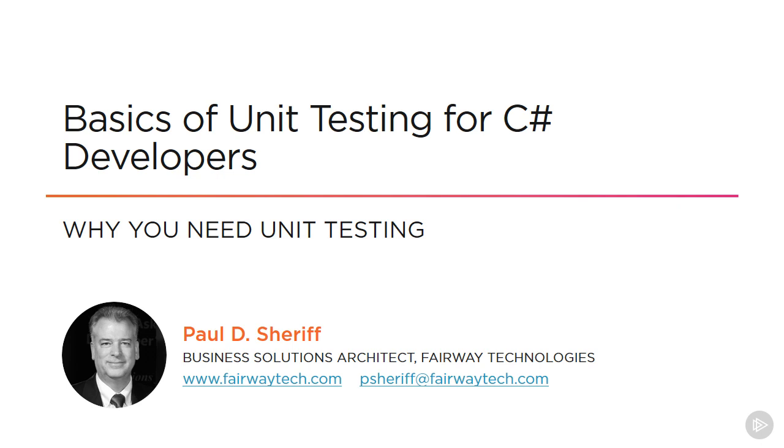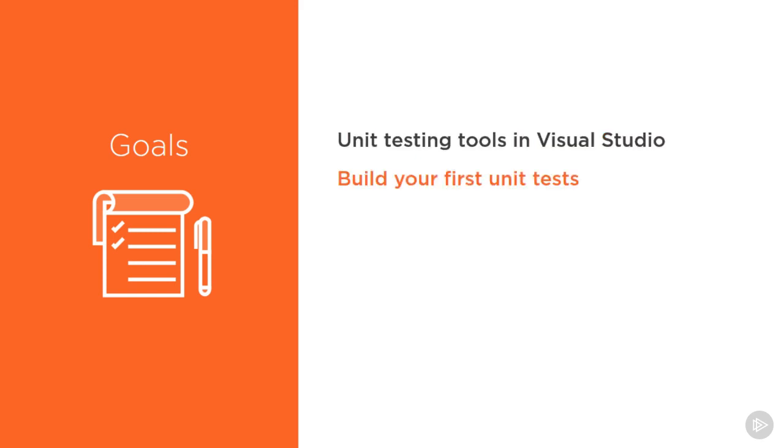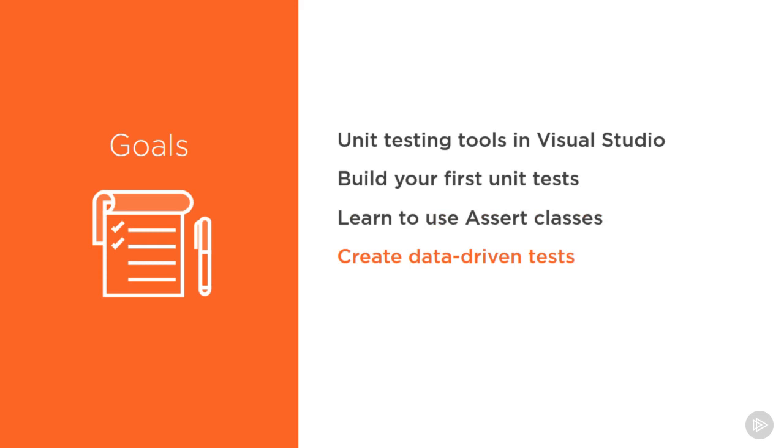This course is the basics of unit testing for C# developers. This module is why you need unit testing. The goals for this course are to explore the unit testing tools that are available in Visual Studio. We're going to build your first unit tests right from scratch. We're going to learn to use the various assert classes and create some data-driven tests. And we're going to automate some tests using a command line utility called vstest.console.